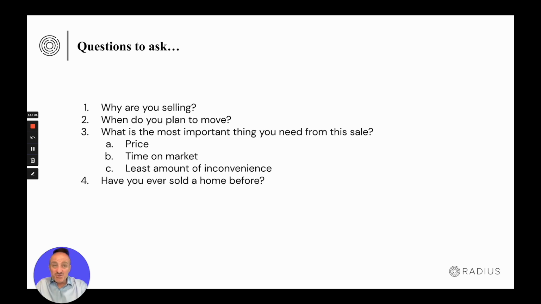Have you ever sold a home before? Even if they have, it doesn't mean it was recently. They may have forgotten. The process has evolved somewhat, but ask them, because it's very, very important to know their level of knowledge of the home selling process.